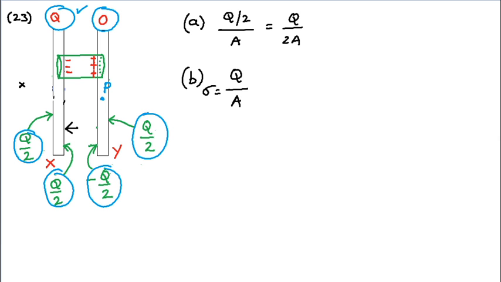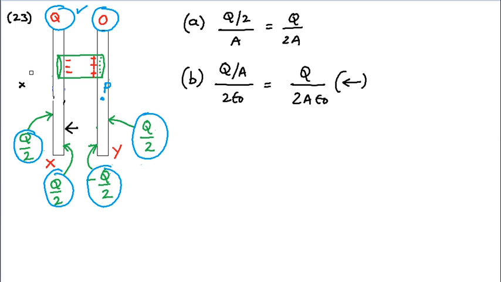And then if I use the formula sigma divided by twice epsilon naught, I get my field. So my field is going to be, sigma is Q by A divided by twice epsilon naught, and that's Q divided by 2A epsilon naught in the leftward direction. Of course the direction could be rightwards if Q is negative, but I don't have to worry about that.